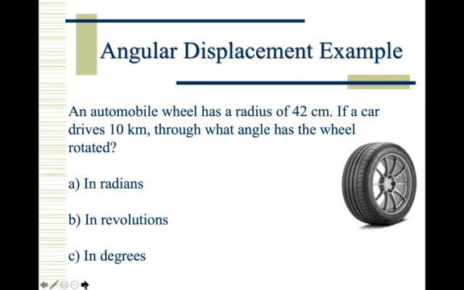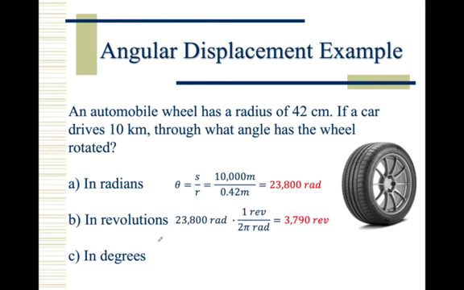Well, think about it for a brief moment. To calculate theta in radians, all you have to do is take the arc length, which in this case is the circumference of the tire and the distance that it rolled. And if you think about it carefully, the outside edge of this tire has rolled 10 kilometers or 10,000 meters. Converting the radius into meters as well, so 42 centimeters becomes 0.42 meters, you'll discover that the wheel has gone through an angular displacement of roughly 23,800 radians.